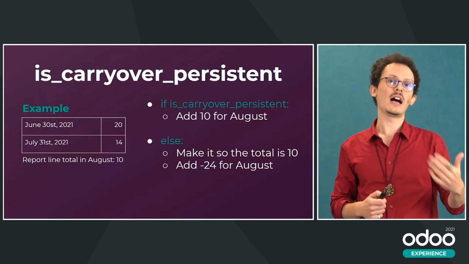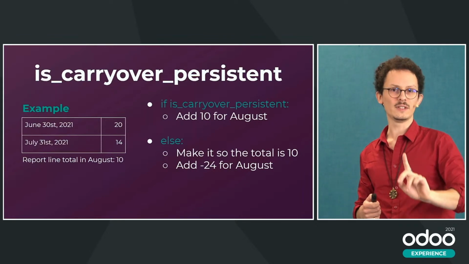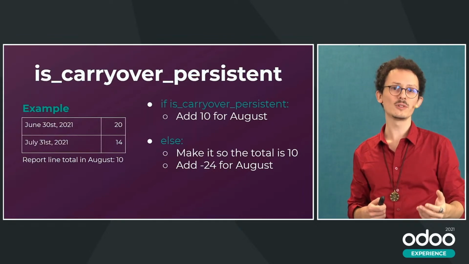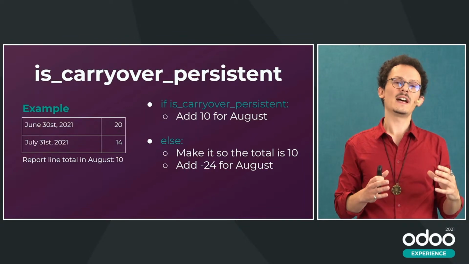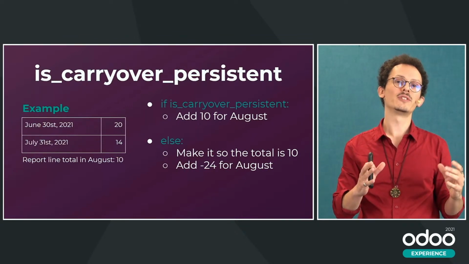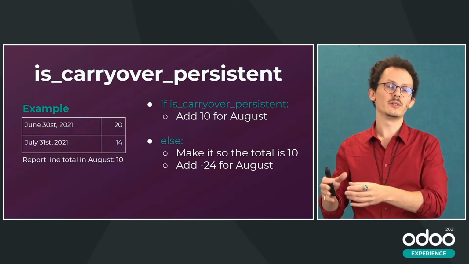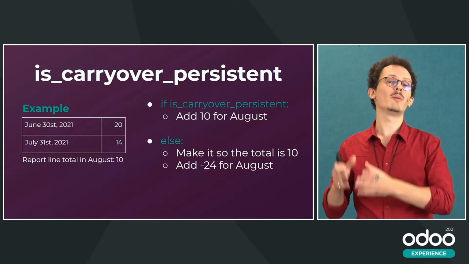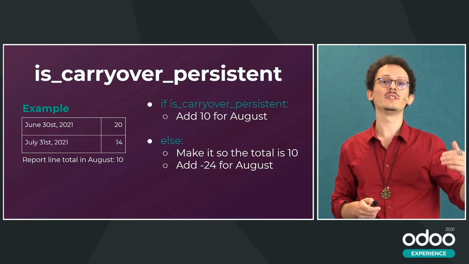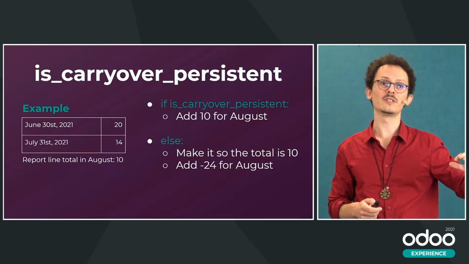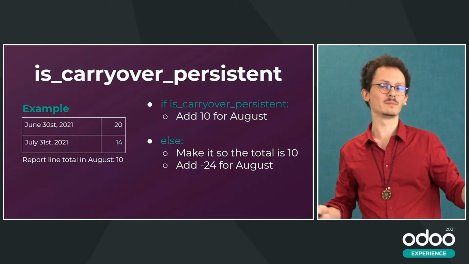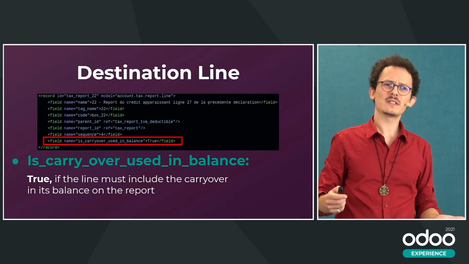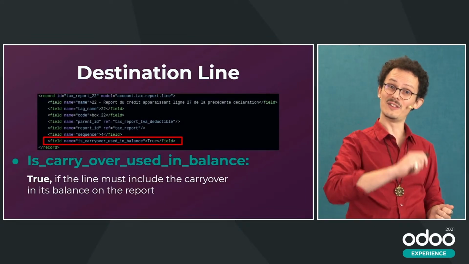If the line is not persistent, so if the Boolean is false, what I'm saying is actually that I want to bring the whole balance of the carryover to the amount that I'm trying to carry over. So here, it's what we are doing in France. I actually want the whole balance to become 10, so I'm adding minus 24 because 20 plus 14 minus 24 equals 10, simply. And so the last question, the destination line.